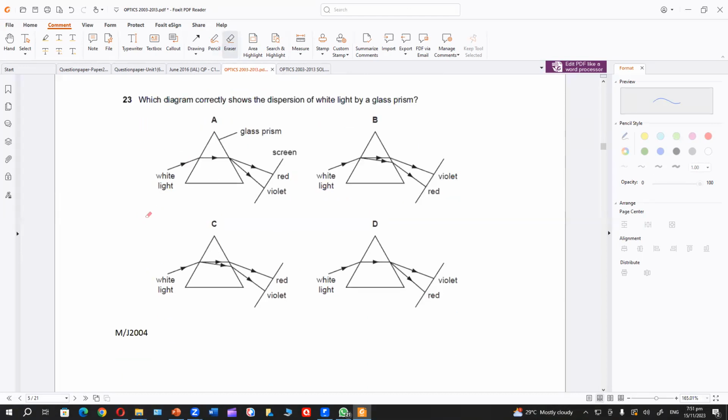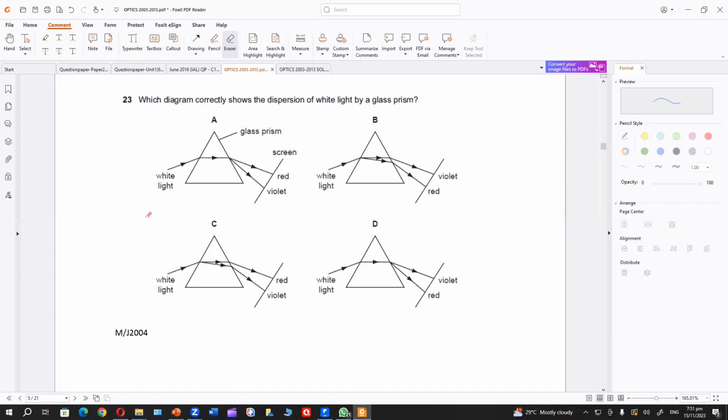This question is about a prism. Which diagram correctly shows the dispersion of light? What is dispersion of light? When white light passes through a prism, it breaks into 7 colors. This is called dispersion. Dispersion occurs whenever white light passes through a prism.